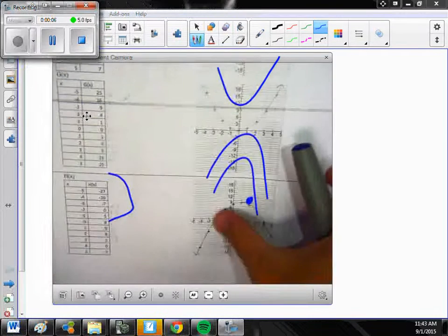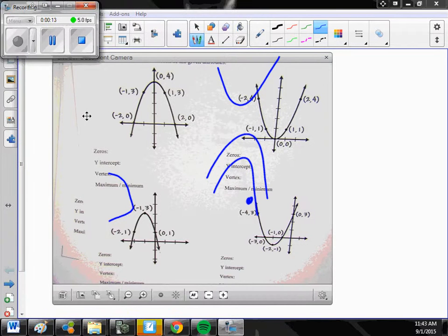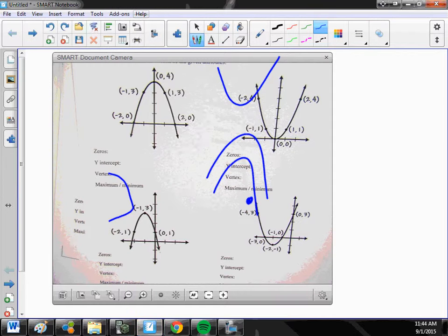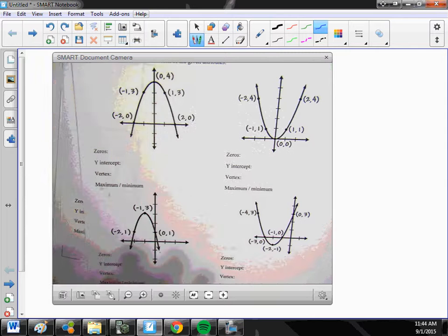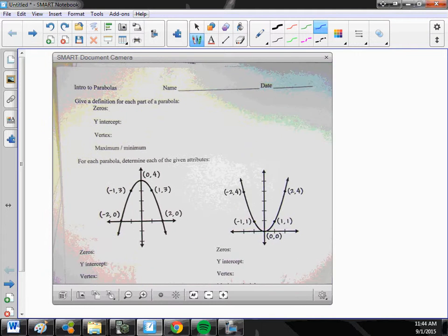No, yeah, you're good. So look at the Intro to Parabolas paper. We're going to talk about some of the specific names that you find in parabolas. Okay, the first definition is zeros. What are zeros? It's that little circle, right?